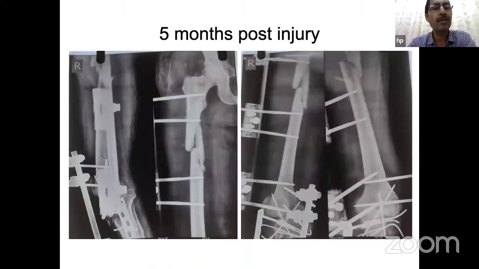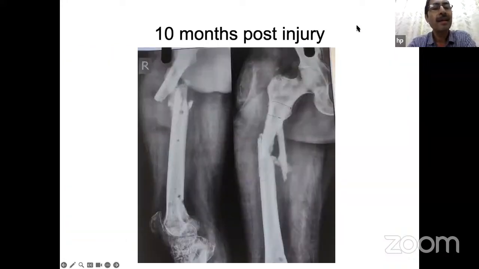5 months after the injury, due to some infection, the nail was removed and an external fixator was applied in the femur along with an external fixator in the tibia, and a plate over the tibial condyle was kept. Next slide, please. 10 months after the injury, once the infection healed, for definitive fixation, all the fixators were removed, all the plates were removed. After this, the patient shifted to some other doctor where in the 11th month post-injury, IM nailing was done.